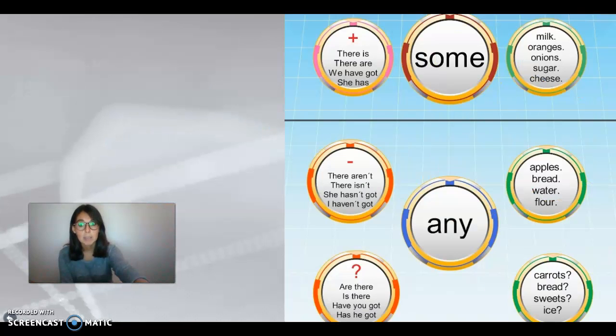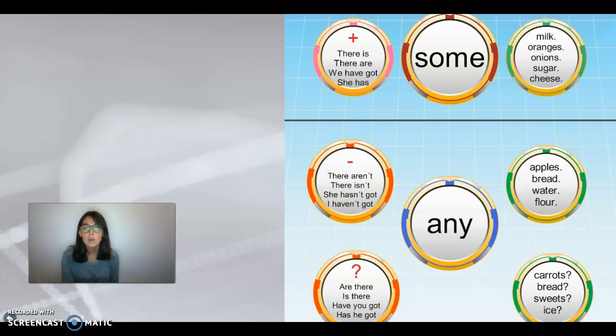So here I have some examples that you can use to practice. So for positive sentences, we can use some for countable and uncountable as long as they're not specific, mientras no sean específicos, right? So there's some milk. There are some oranges and some onions. We have got some sugar, and she has some cheese.